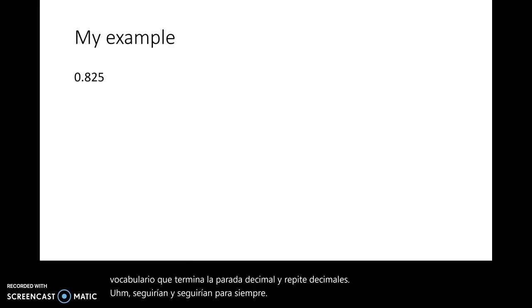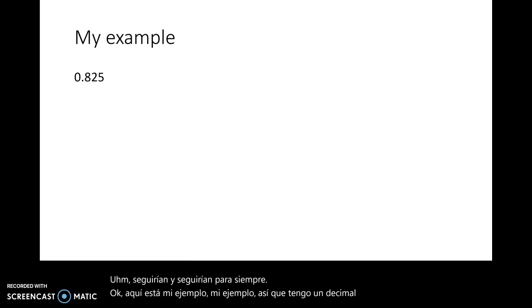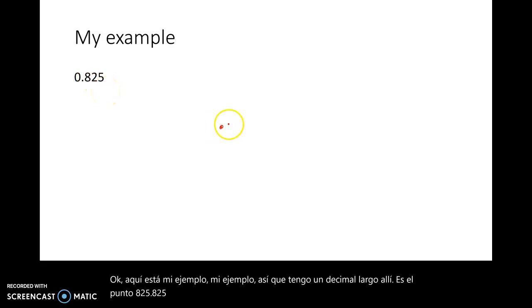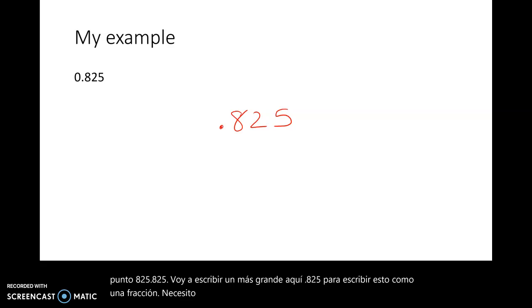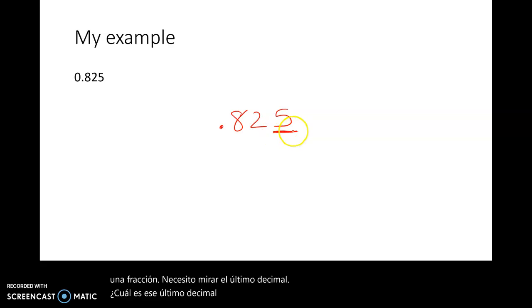Okay, here is my example. I have a long decimal: 0.825. I'm going to write it bigger over here. 0.825. To write this as a fraction, I need to look at the last decimal place. What is that last decimal place? Well, it is right here. It is the 5.